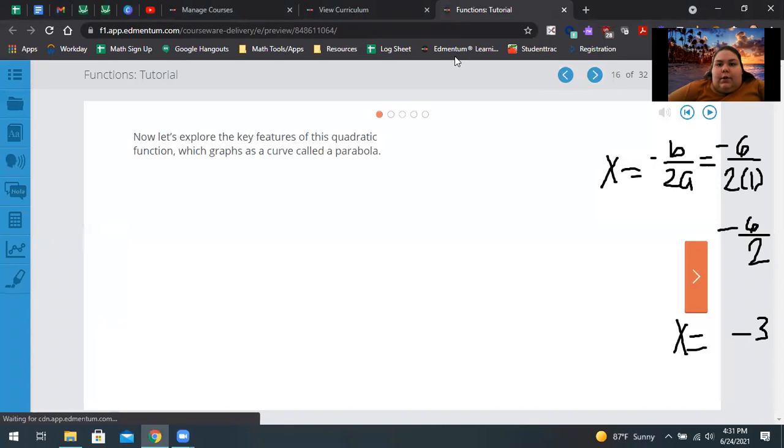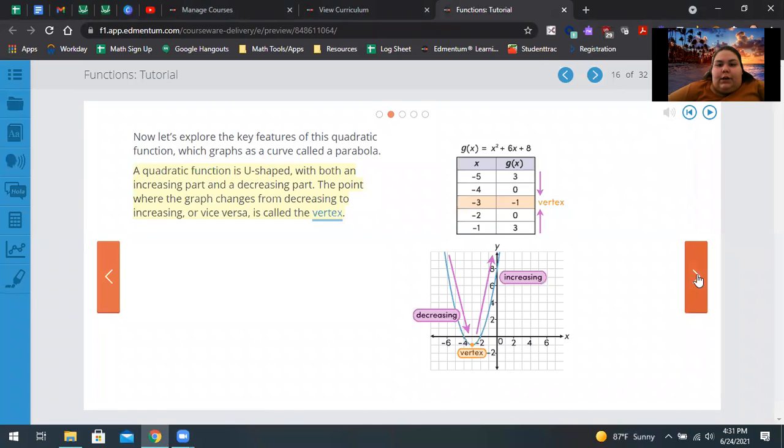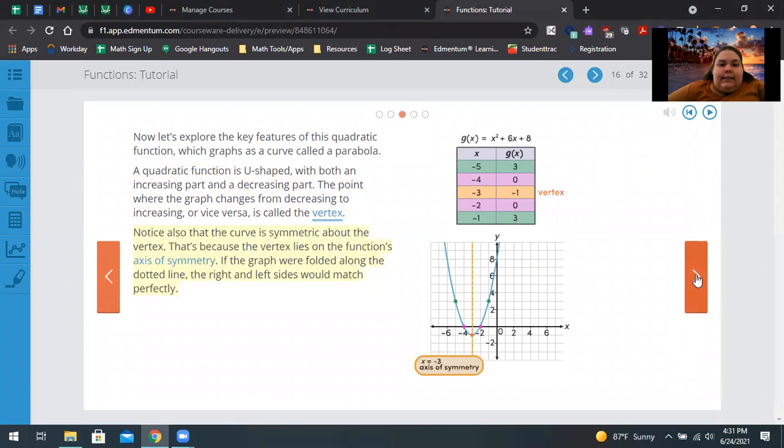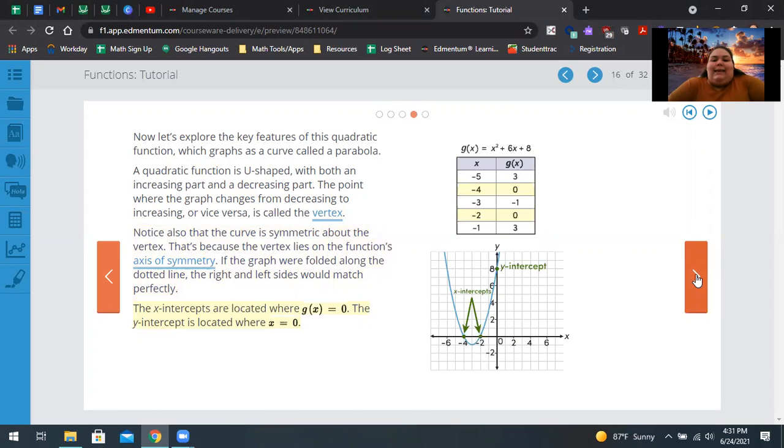Oops, I clicked on the wrong tab arrow. Sorry about that. The next thing we are going to discuss is x-intercepts.